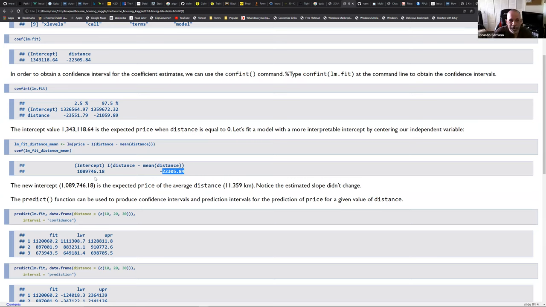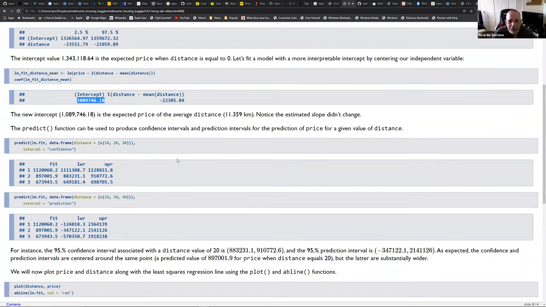Okay, so now for a mean of the average distance, which is 11.359 kilometers, we get an intercept of this value. Oh, okay. It's something that I got from the regression course that I found very interesting and sometimes useful in some cases.